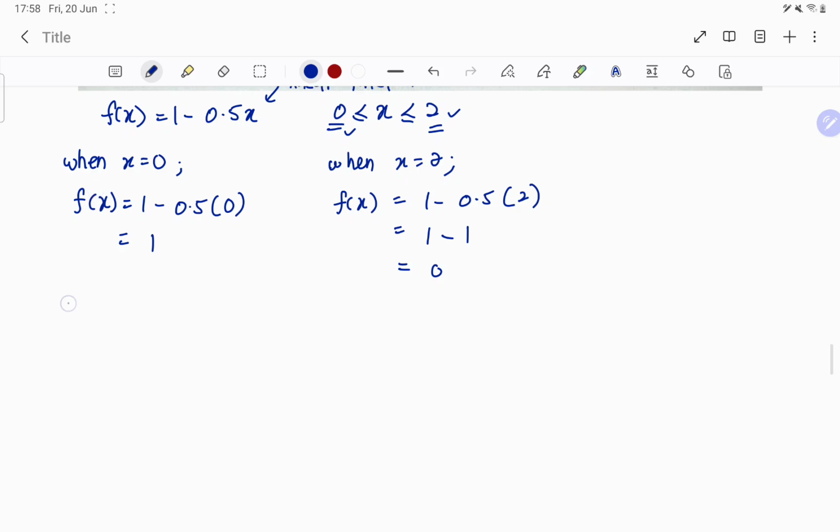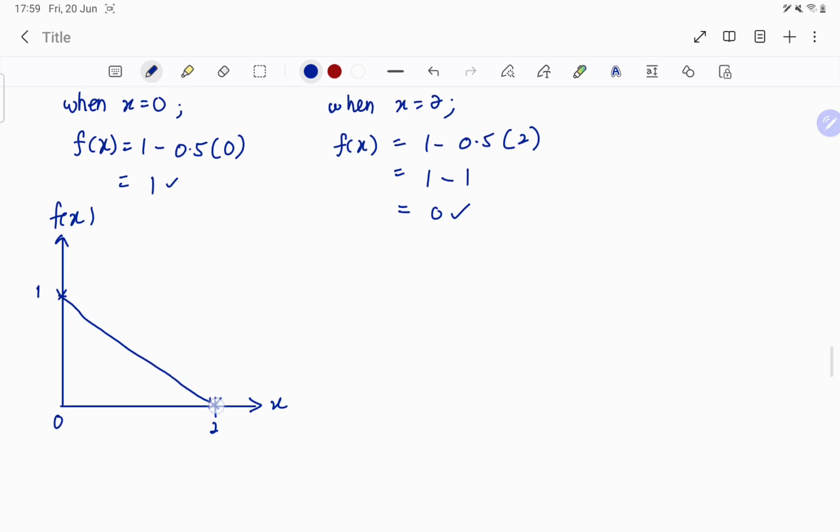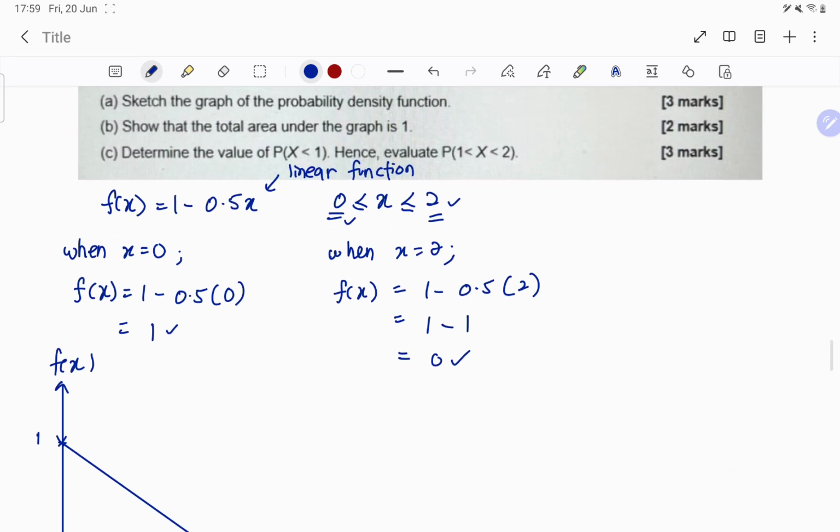So this is your x, this is your f(x). When x is equal to 0, the value of f(x) is 1, so you have one point here. And another one when x is equal to 2, the value of f(x) is equal to 0, so the point is here. Now draw a straight line using a ruler. Currently this is your graph, and you can see a triangle here. Now settle for question A.